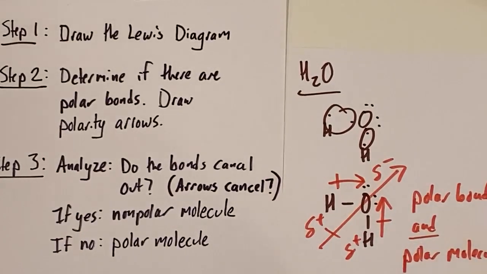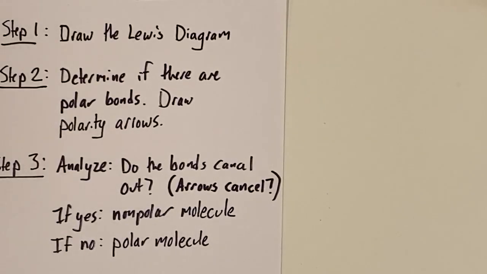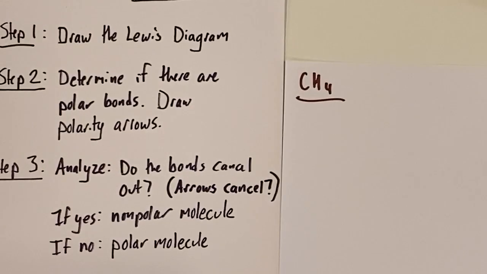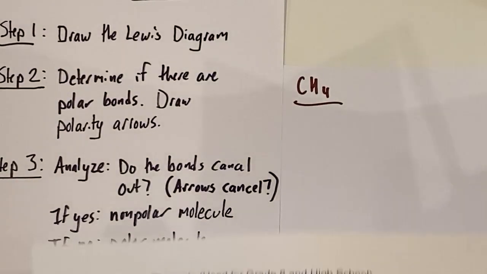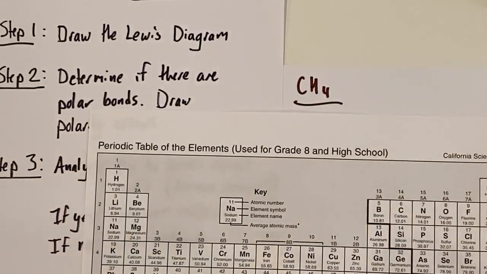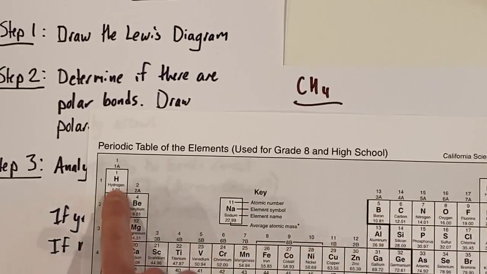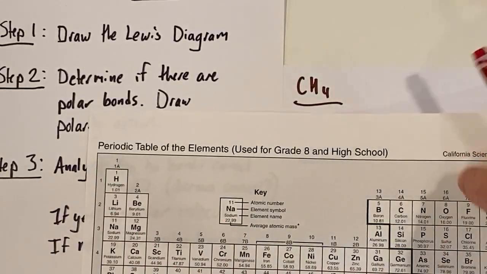So let's do our third compound now. This is an example from the polarity worksheet, CH4. That would be carbon tetrahydride. So let's again do step 1, which is draw the Lewis dot diagram. Looking on our periodic table, carbon is in group 14, so 4 valence electrons. Hydrogen, group 1, 1 valence electron.